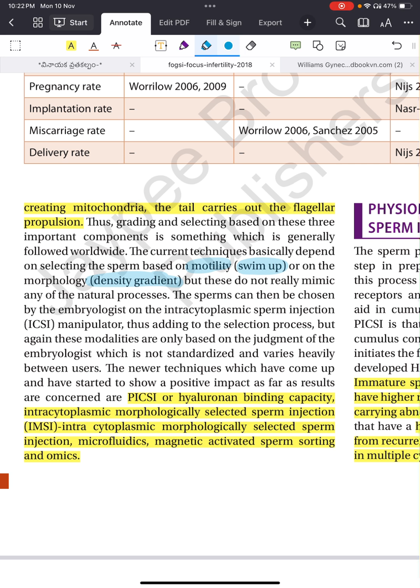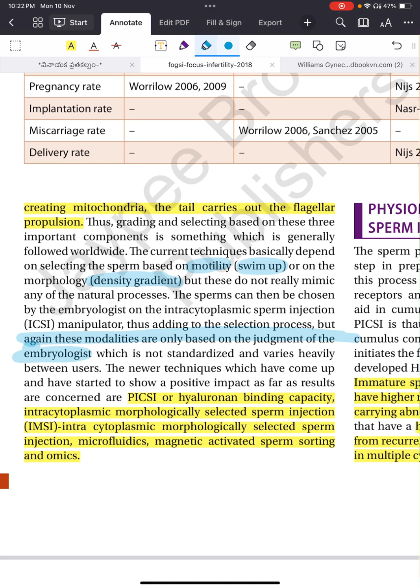It will go naturally. But the sperms which are selected by the embryologist for ICSI, they manipulate only those that they select, and they do the selection process. But again, these modalities are only based on the judgment of embryologists. So these are good sperms, these have good motility. All depends upon the individual. It is a subjective decision. So the newer techniques which have come up show a positive impact as far as results are concerned.